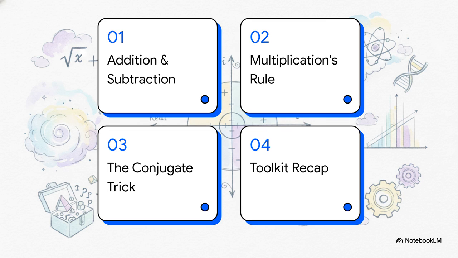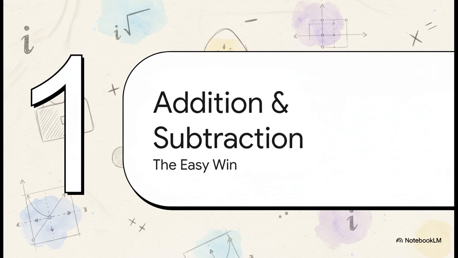So here's the game plan for today. We're going to start with the easy stuff, addition and subtraction, then we'll get into multiplication and its one crucial new rule. After that, we'll learn a really cool conjugate trick for division, and then we'll wrap it all up in a handy toolkit. Sound good? Let's jump in.